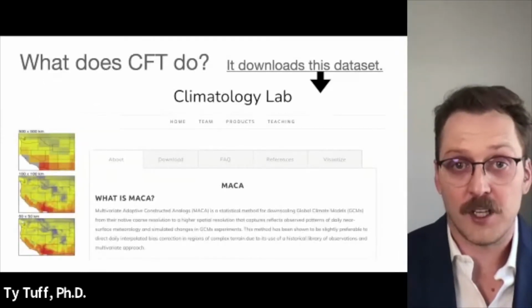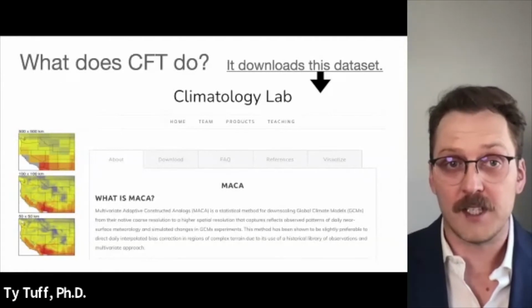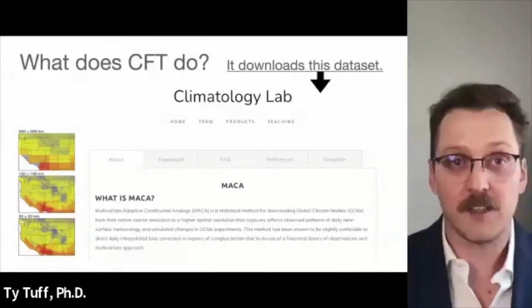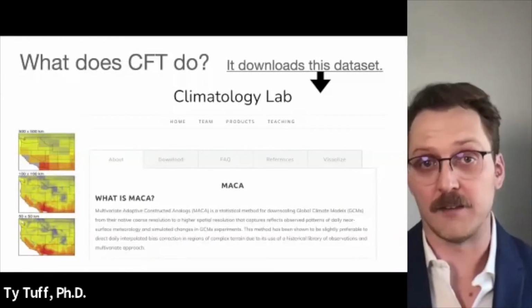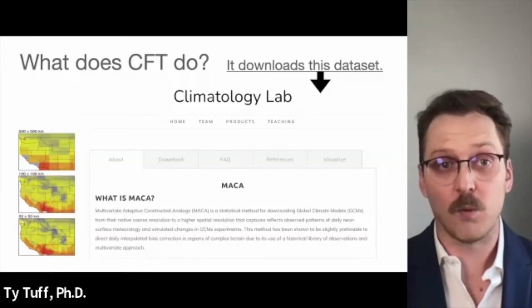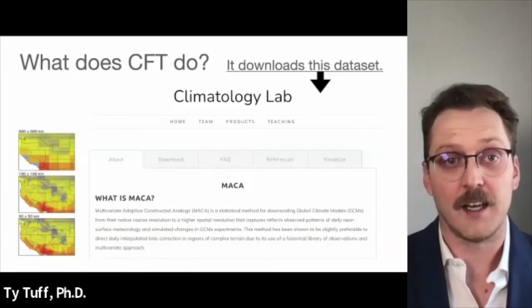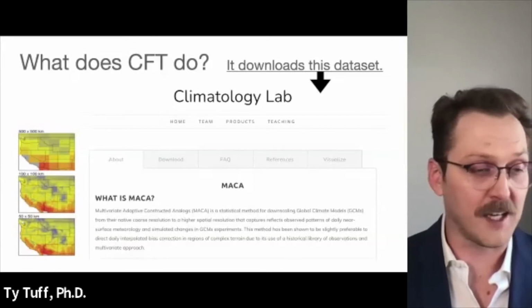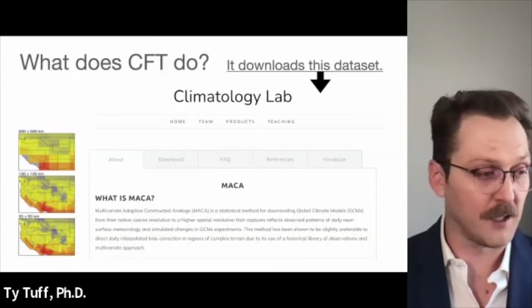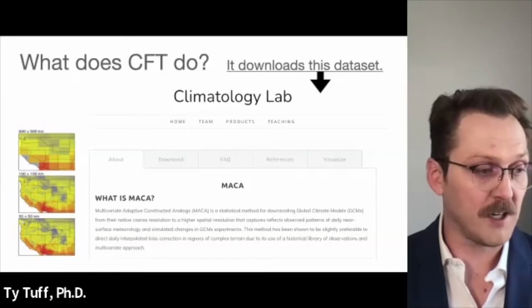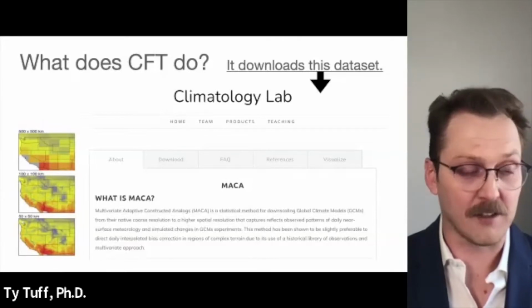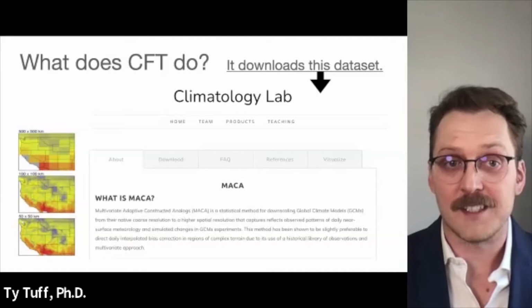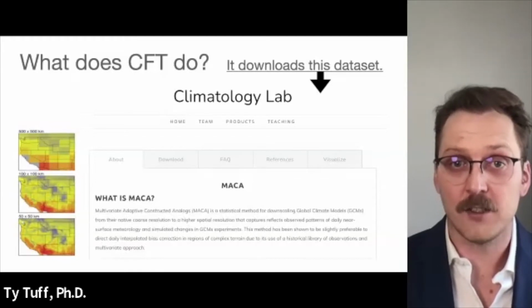So let's start with just what is CFT and what does it do? CFT just helps you download data, and not any data, one specific data set. And this data set is called the MACA data set. And the MACA data set, this is sort of hard to read on this slide, and I apologize, but it says multivariate adaptive constructed analogs. This means statistics. So this is a statistical way of downscaling other climate models.